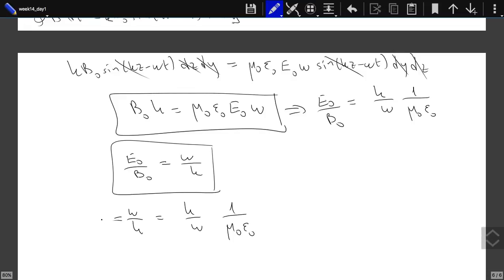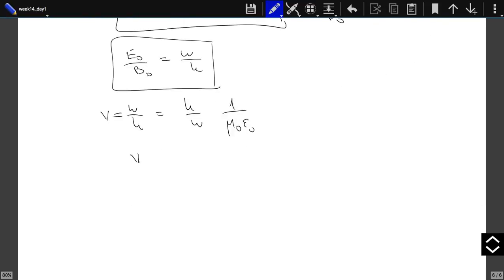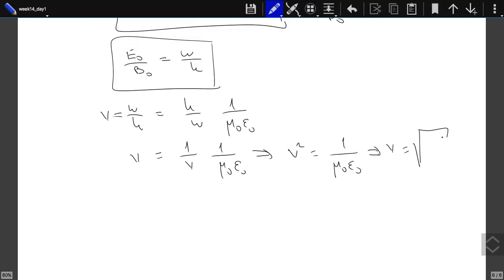But omega over K was nothing but V. So the velocity of this wave should be equal to 1 over the velocity times 1 over mu 0 epsilon 0. Or V squared should be equal to 1 over mu 0 epsilon 0. V is equal to square root of 1 over mu 0 epsilon 0.